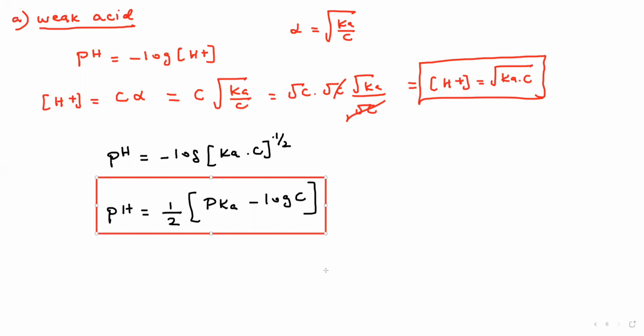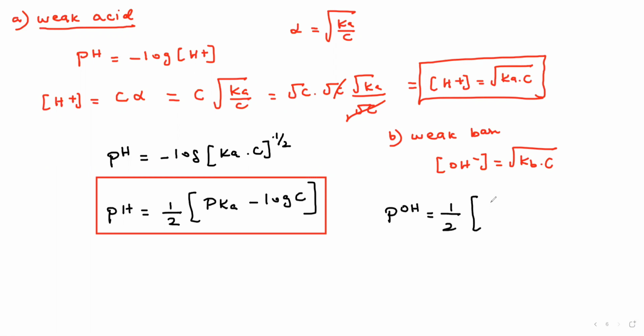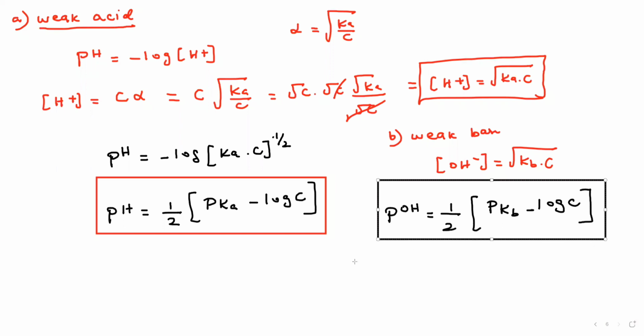Similarly, for weak base, please note, it is the same. What is the OH concentration? The value is the square root of Kb into C. Now what is the pOH formula? The pOH is equal to half into pKb minus log C. Simple formula. Now understand, very, very important. In the question, you need to know whether it is a weak acid or strong acid, weak base or strong base. Knowing that, we can find the pH using these 4 formulas.